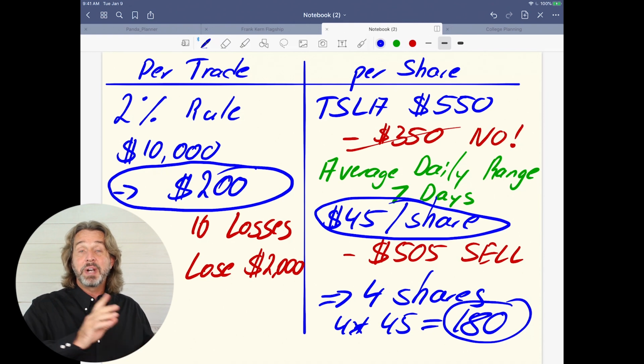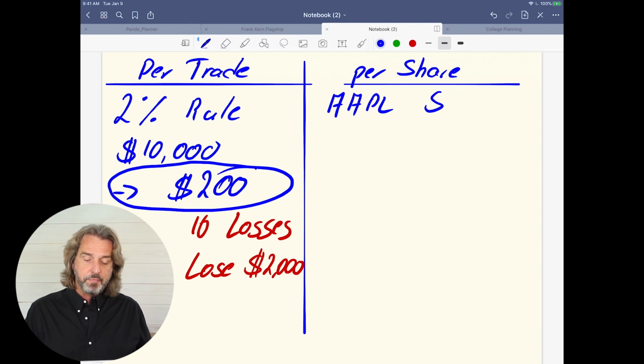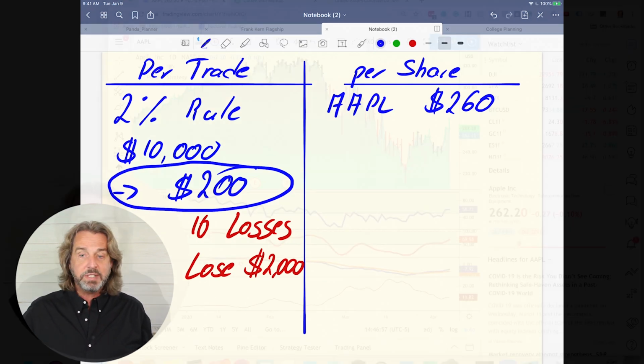So now we want to do the same thing, and we're doing it for Apple. So Apple right now is trading at $262. Let's just say $260 as I'm recording it. So let's take a look at the charts.